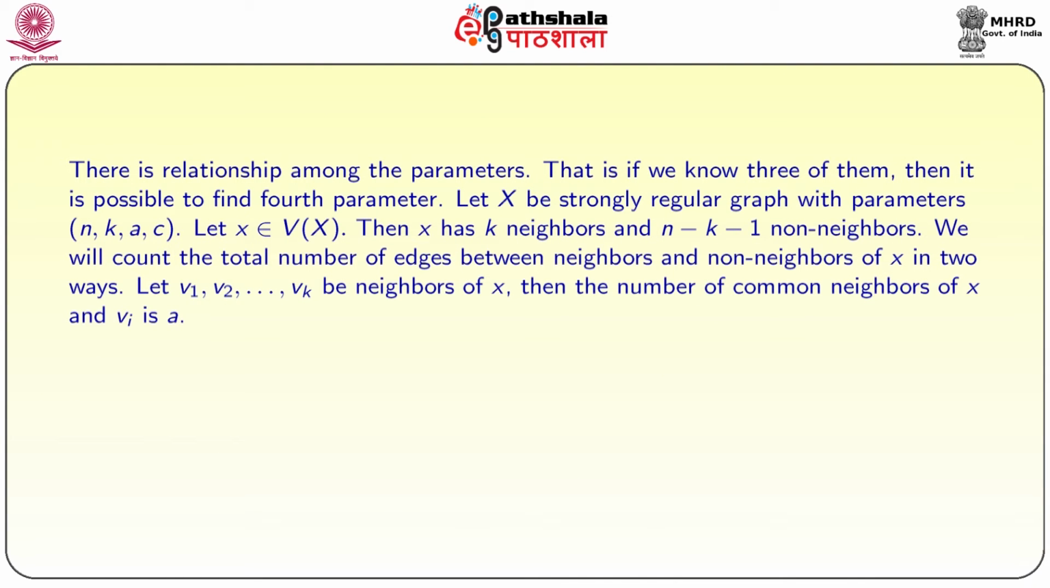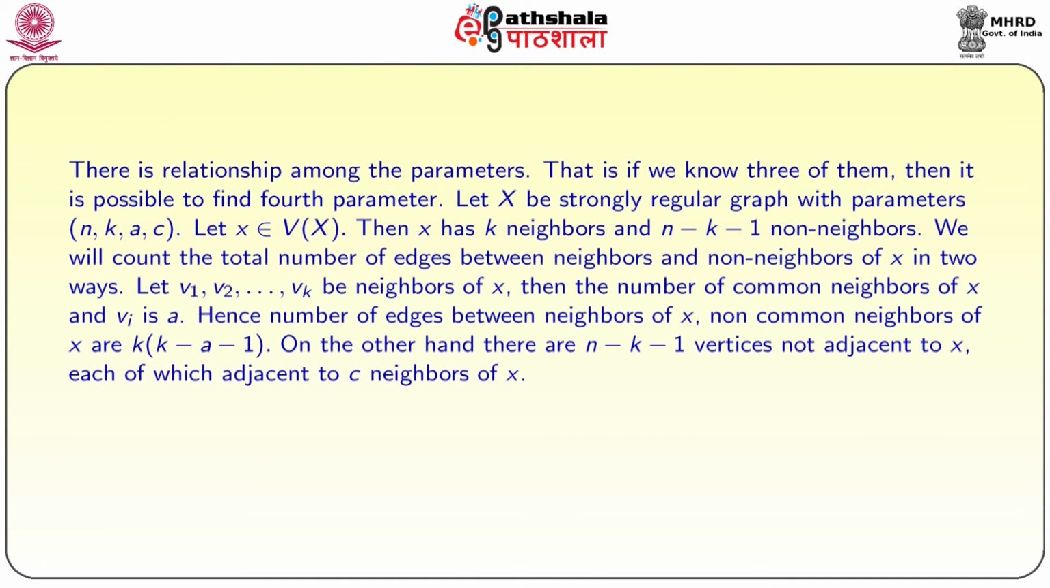Let x be a vertex in X. Then x has k neighbors and n minus k minus 1 non-neighbors. We will count the total number of edges between neighbors and non-neighbors of x in 2 different ways. Let v1, v2 and so on up to vk be neighbors of x. Then the number of common neighbors of x and vi is a, where i is from 1 to k. Hence the number of edges between the neighbors of x and non-common neighbors of x is k times (k minus a minus 1).